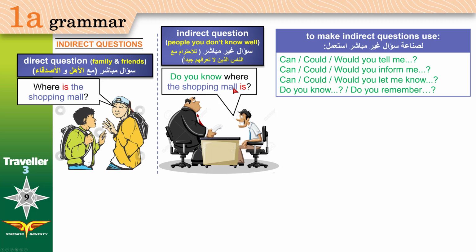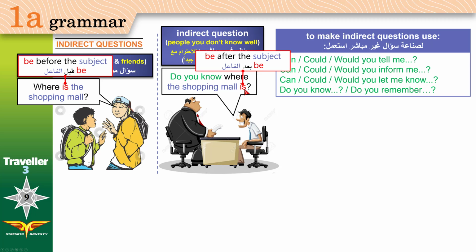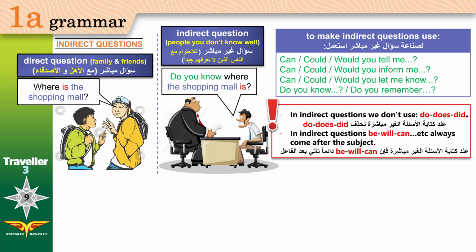What else? Look at the verb be. The verb be here is before the subject. The subject is the shopping mall. Here we put it after, in the indirect questions. Notice that every time you see do, does, or did in the direct question, you don't use it. Don't use do, does, or did in indirect questions. If you see the verb be like am, is, are, will, or can, you put them after the subject.